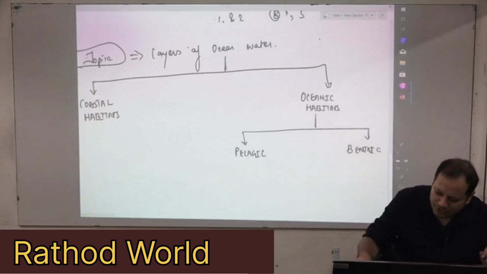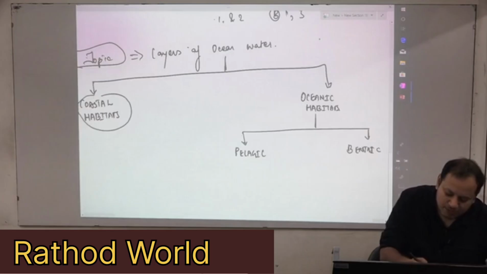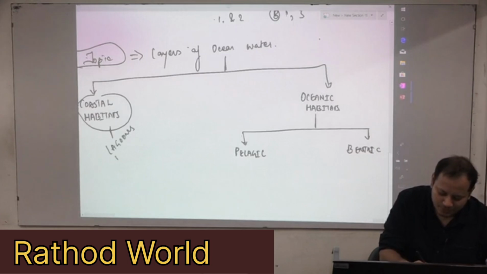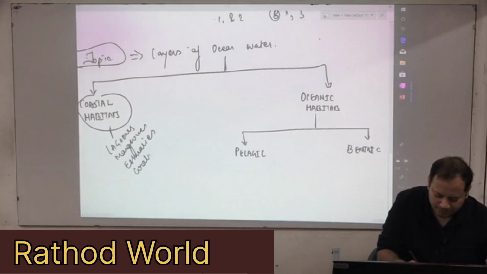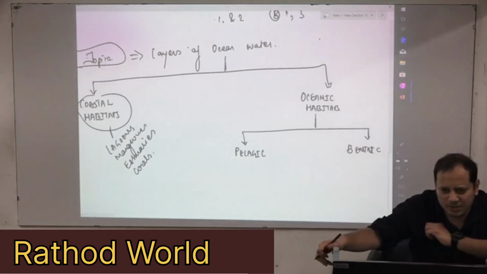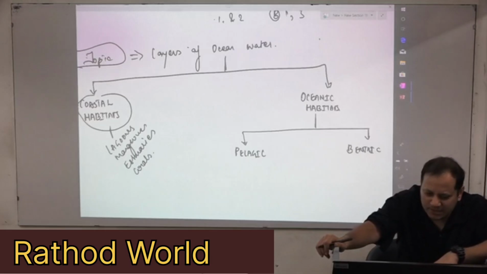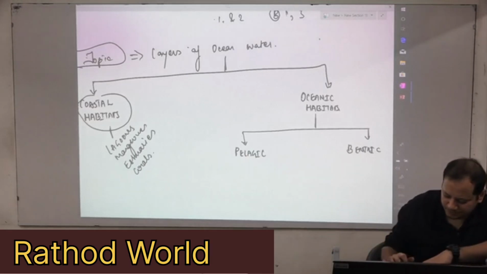Recently there was a question, which had never come before, on the coastal habitat. But coastal habitat means what? Nothing but lagoons, mangroves, estuaries and corals. So recently they had asked you to compare the coral coast and the mangrove coastline. What is the difference between the coastline in the coral regions and the mangrove coastline?